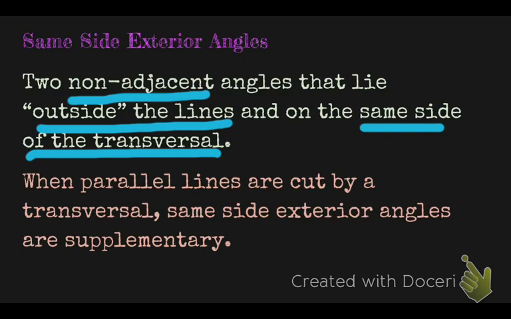Something to note about same-side exterior angles is that if the lines are parallel lines, then same-side exterior angles will be supplementary. Remember that supplementary angles means if we take their measures and add them together, they will total 180. Pause your video at this time and jot down these two very important notes about same-side exterior angles.